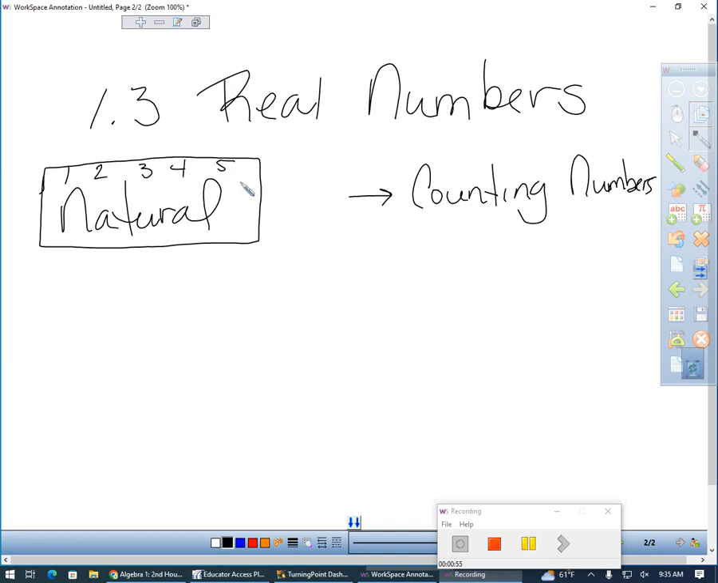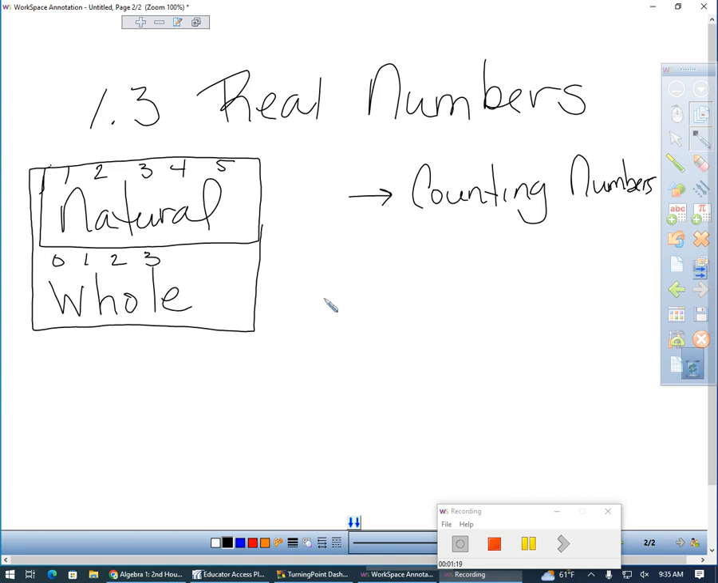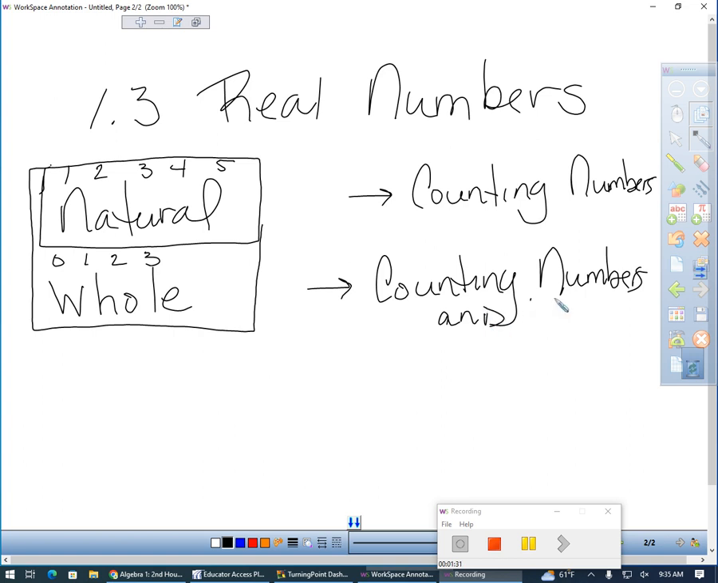Now our next biggest group includes all of those. So I'm going to extend this box a little bit, but it adds one more number to it. So not only does it include our counting numbers, but now it also includes 0. So 0, 1, 2, 3, and so on. These are called whole numbers. You should have had them last year. So that is our counting numbers and 0.